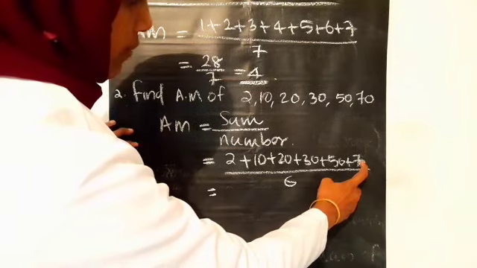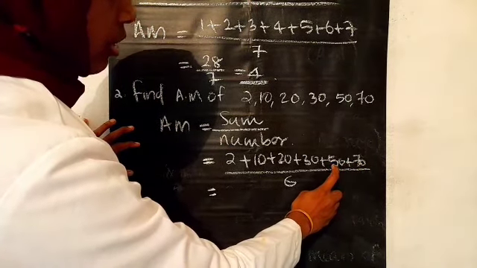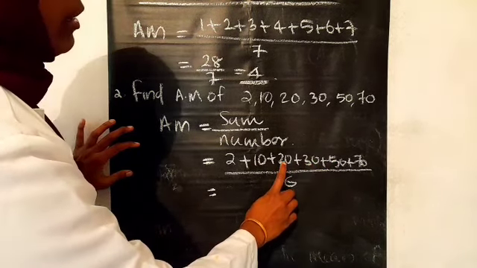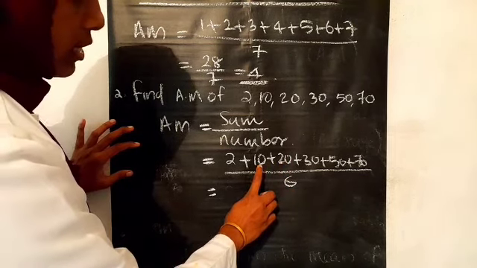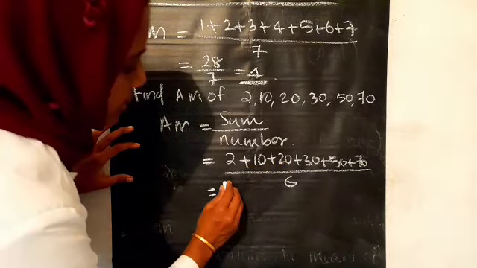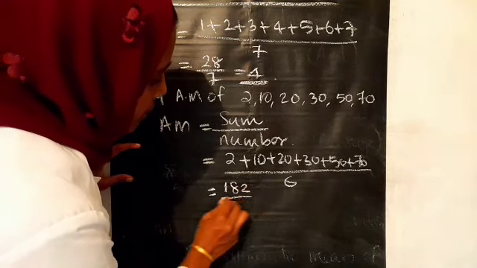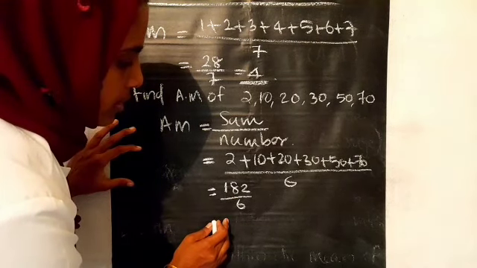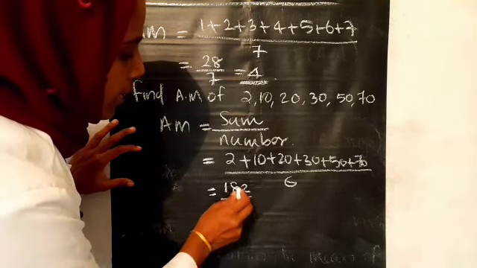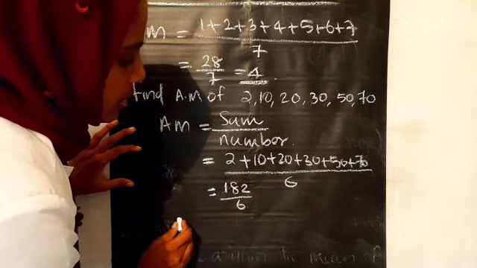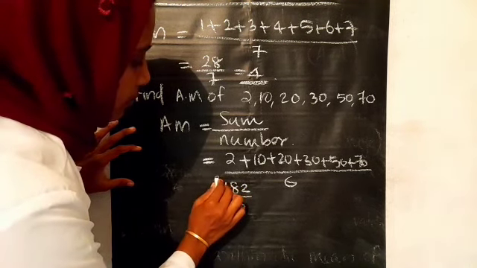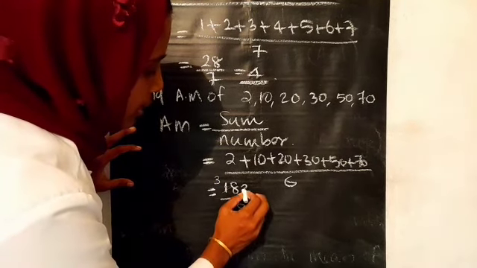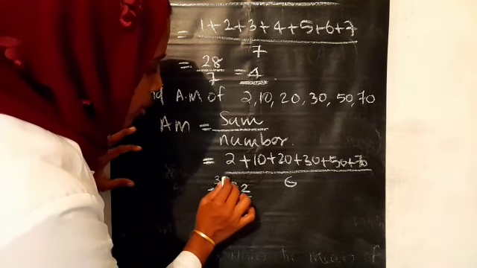By adding these numbers, what is the answer? Just add 70 plus 50, which is 120. And 120 plus 30 is 150. And 170, 180 and 182. Is it? 182 divided by 6. What is the answer of 182 divided by 6? You can use the cutting method. How many 6 in 18? 3 sixes are 18. Correct. And how many 6 in 2? Actually 0.